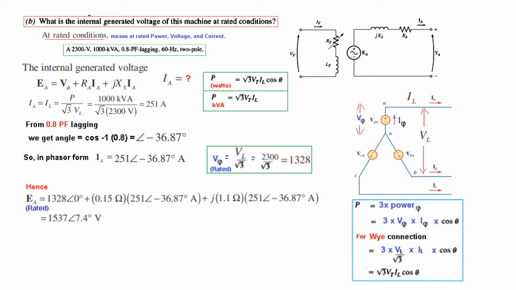Okay, so EA generated at rated is the phase voltage V phi, plus the resistance given multiplied by the current, plus the reactance given multiplied by the current. And if you use your calculator in complex mode, in one simple step you can find the answer. If you don't know, I have a video on this subject, so you can watch that video on how to use your calculator in complex mode.